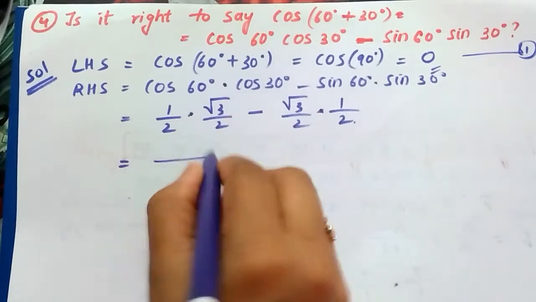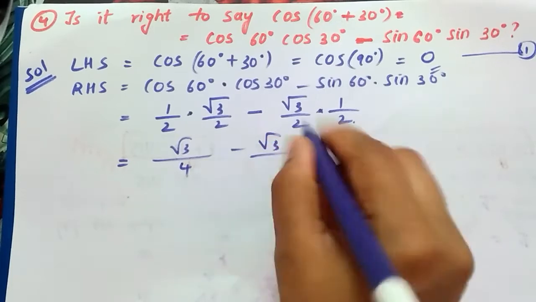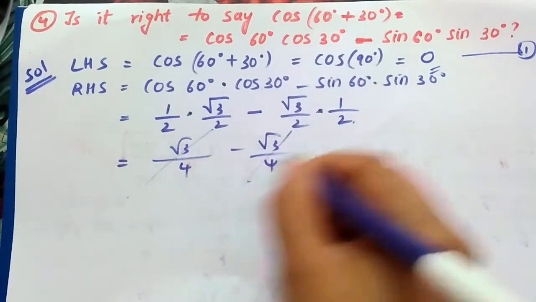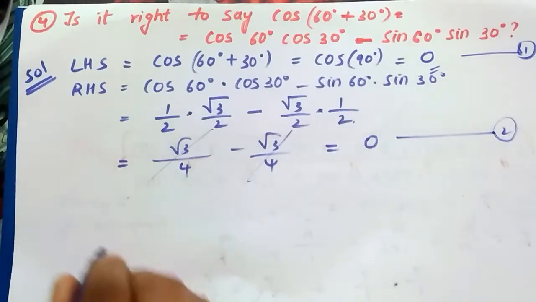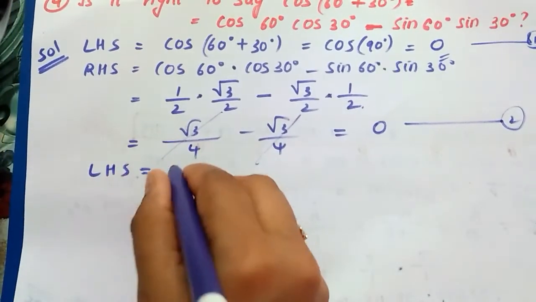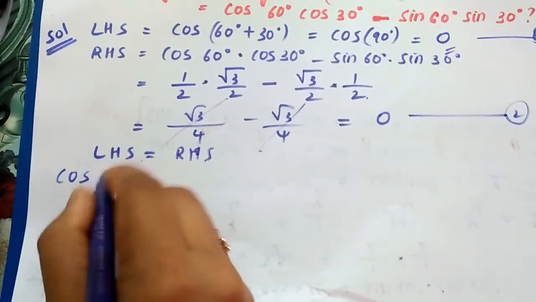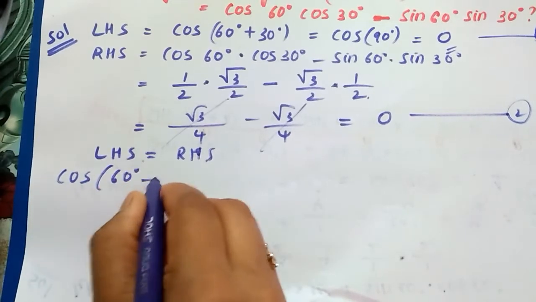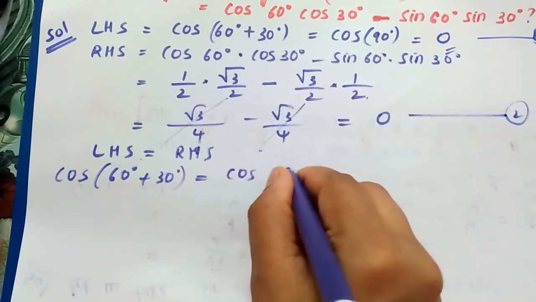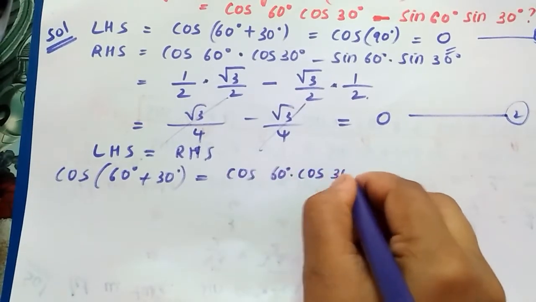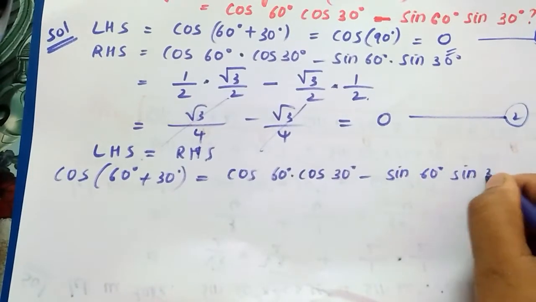Now simplifying it, 1 into root 3 is root 3, 2 into 2 is 4, minus root 3 into 1 is root 3, divided by 2 into 2 is 4. So this and this get cancelled, answer is 0. Okay, herein we know that LHS is equal to RHS. So we conclude that cos of 60 degrees plus 30 degrees is equal to cos 60 degrees into cos 30 degrees minus sine 60 degrees into sine 30 degrees.